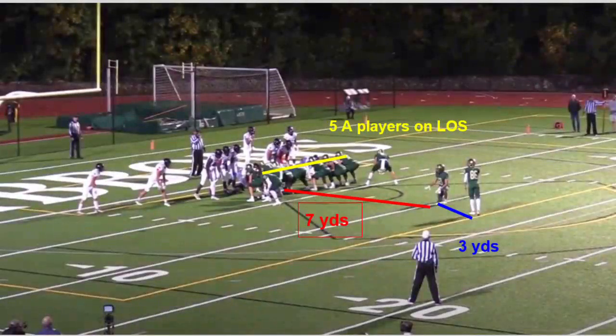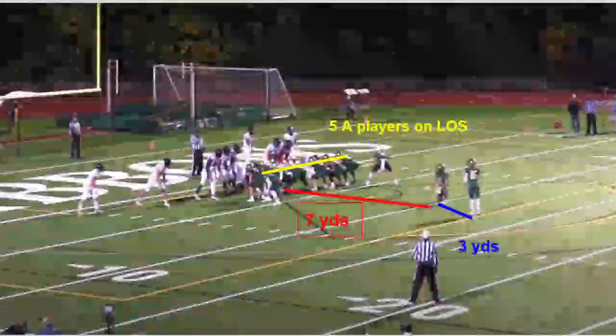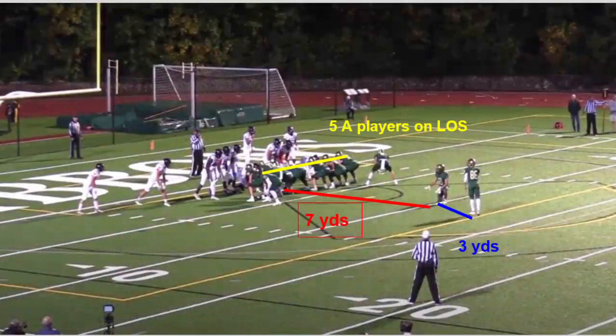We're going to take a look at what a legal formation should be on an extra point or try in this case. Here we have a diagram. Basically, we need to first have five offensive players, or A players, on the line of scrimmage. Then we have to have a player in position with a knee on the ground, 7 yards or more behind the line of scrimmage, in position to be the holder and receive the long snap.